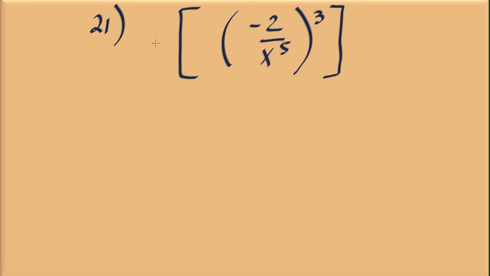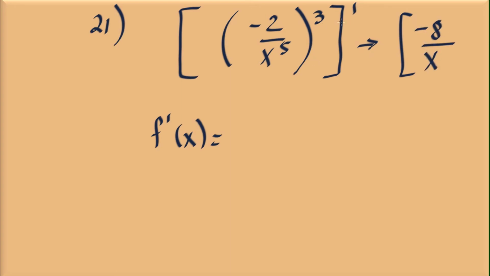Number 21, another reciprocal example. Let's say you have negative 2 over x to the 5th. Now this reciprocal is raised to the 3rd power. So what is the derivative? Let's say this is f prime of x. We can rename this first by distributing the 3, so this is negative 8 over x to the what? 5 times 3 is 15. So we rename the inside expression. Now we can get the derivative.